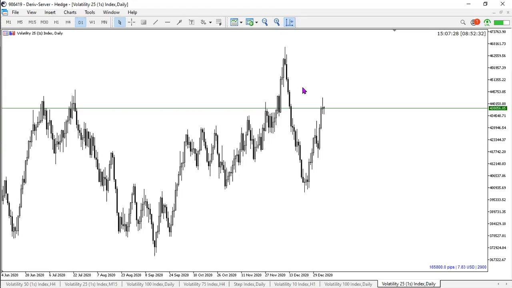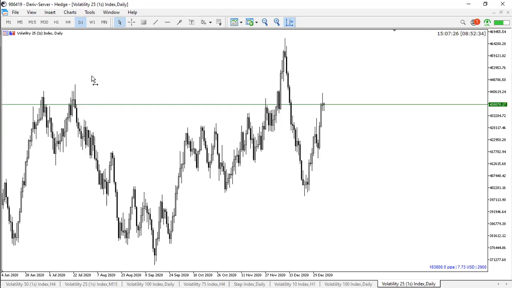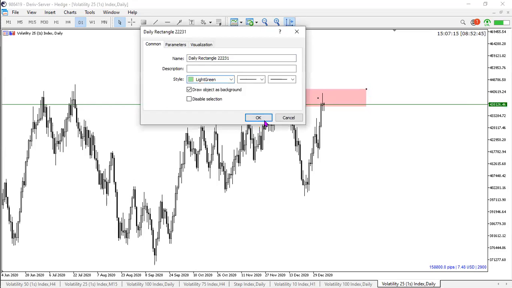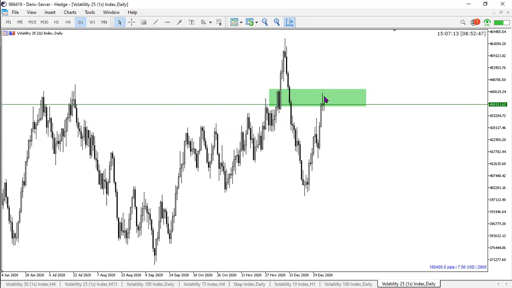So looking at the Volatility 25 (1s), we did speak about this broken structure yesterday, and I did say that this was the first level that I was actually looking to see if we do get selling opportunities. We did get some selling opportunities off of this level. You can see in yesterday's candle there was a strong rejection. With today's candle, it actually opened and traded down.